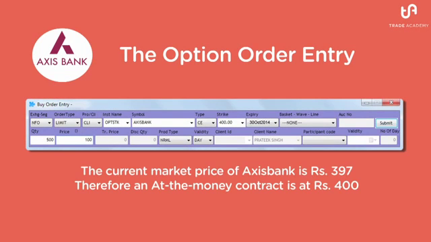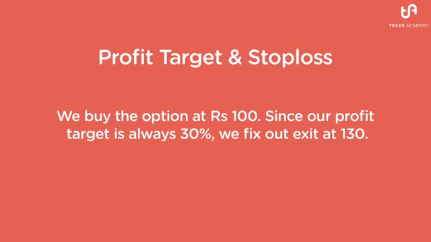Now, if you don't remember, a strike price at the money means you will buy a strike price which is closest to the current market price of 397. So you buy the call option, let's say it's trading at Rs 100. Your exit will be fixed at 30% from entry price. So that's 130. That becomes your profit target.